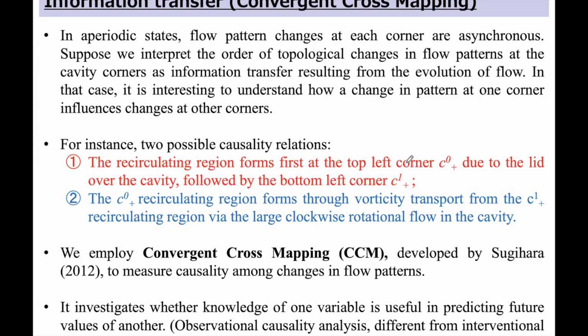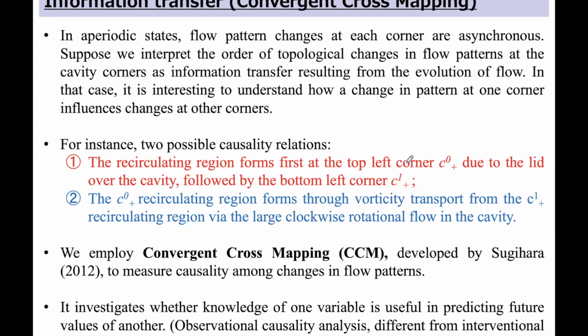So here we can have two possibilities of causality. The first is that the recirculation region forms first at the top left corner due to the lid movement, followed by the change at the bottom left corner because of the rotational flow. The other possibility is that the C plus 0 at the top left corner forms through vorticity transport from the bottom left corner via the large clockwise rotational flow in the cavity. So this is a kind of chicken-and-egg causality. We have to determine which is more likely to be observed.